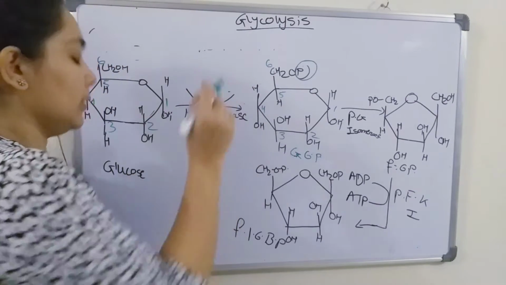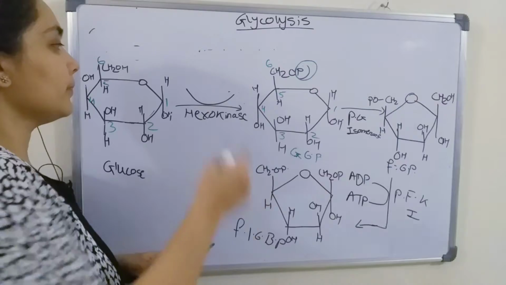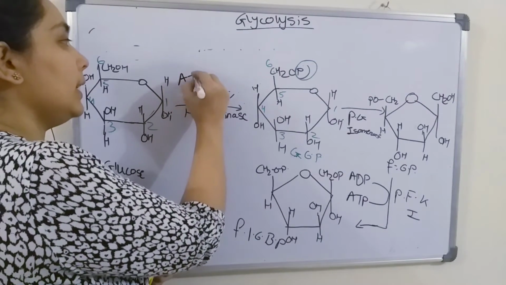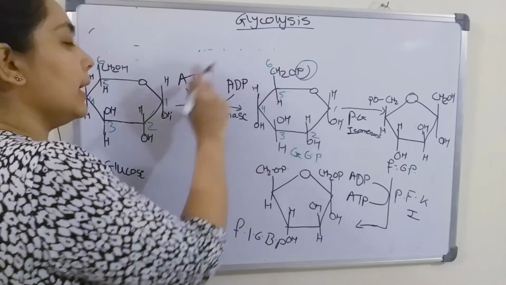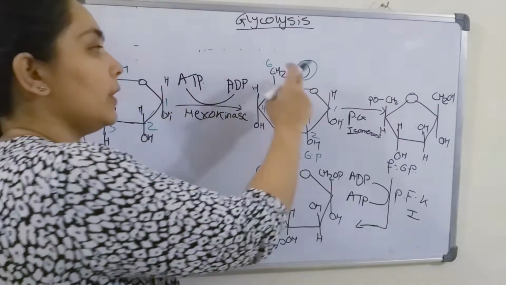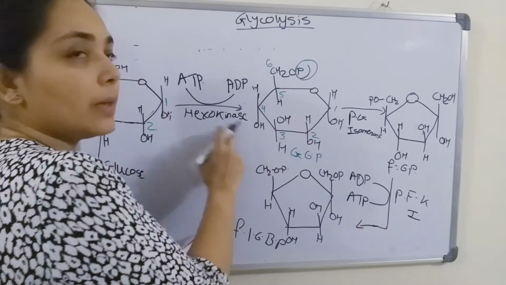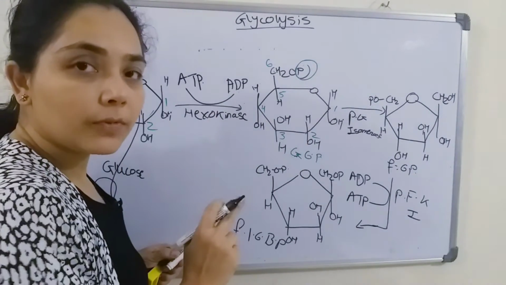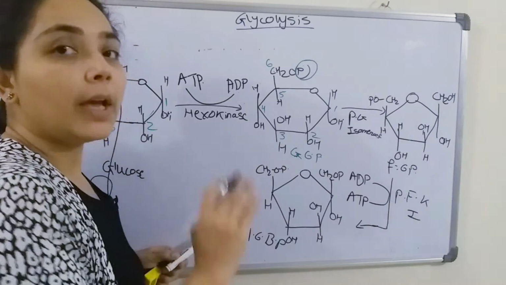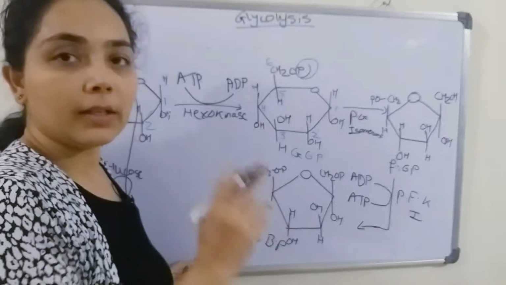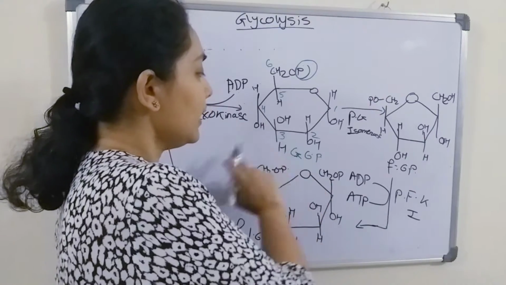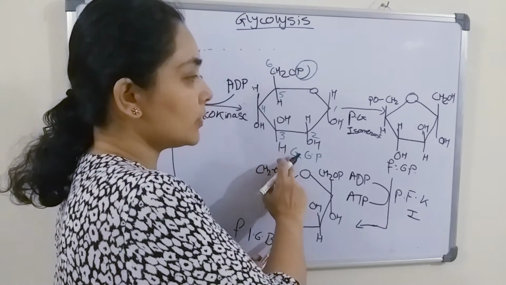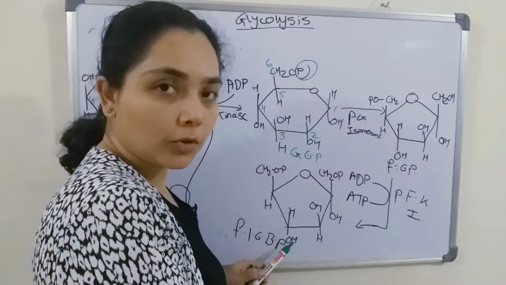So here is the conversion of ATP into ADP and that phosphate group will attach here. The name of the enzyme is hexokinase. In most of the cells, hexokinase is present, and if we talk about the liver cell, then it is glucokinase, right? After that, glucose 6 phosphate will isomerize into fructose 6 phosphate.